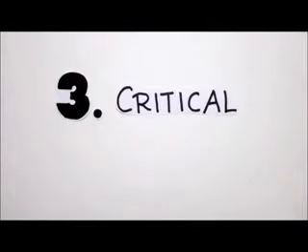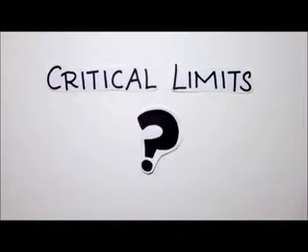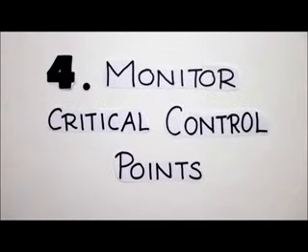The third principle in HACCP is the determination of critical limits for each of the critical control points identified. What are critical limits? They are the maximum or minimum value to which a biological, chemical, or physical parameter must be controlled at a critical control point to prevent, reduce, or eliminate to an acceptable level the occurrence of a food safety hazard. In our process, the critical limit for the cooking of the stuffed squid is 75 degrees Celsius for 10 minutes. The 4th principle is the establishment of monitoring procedures.